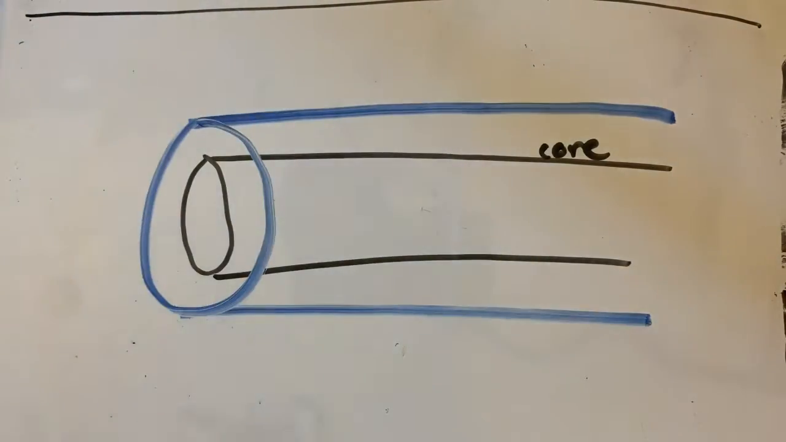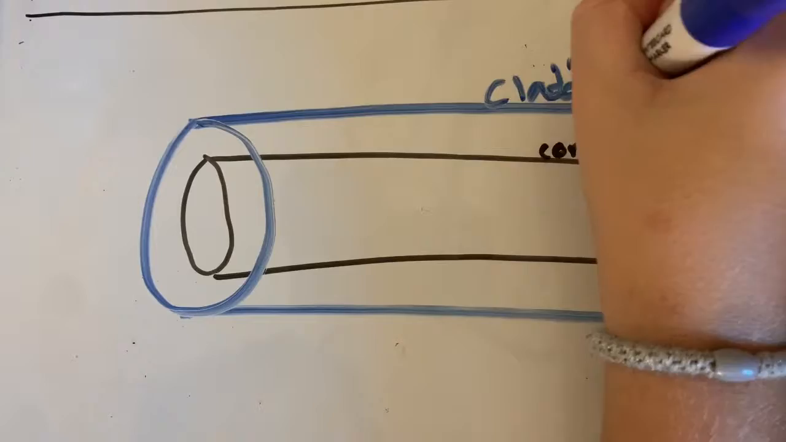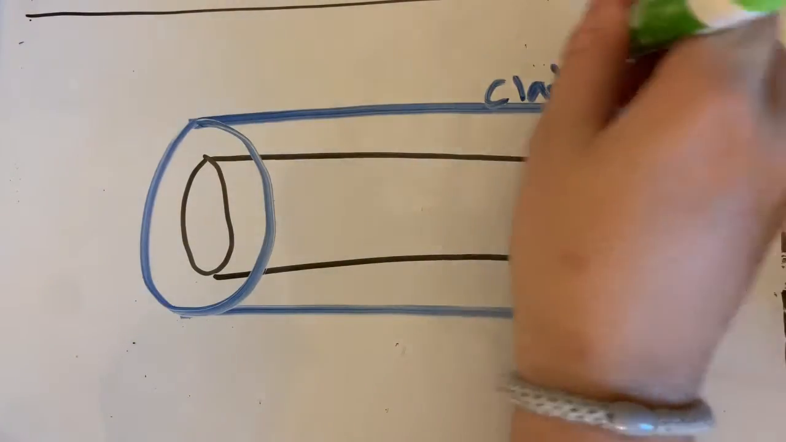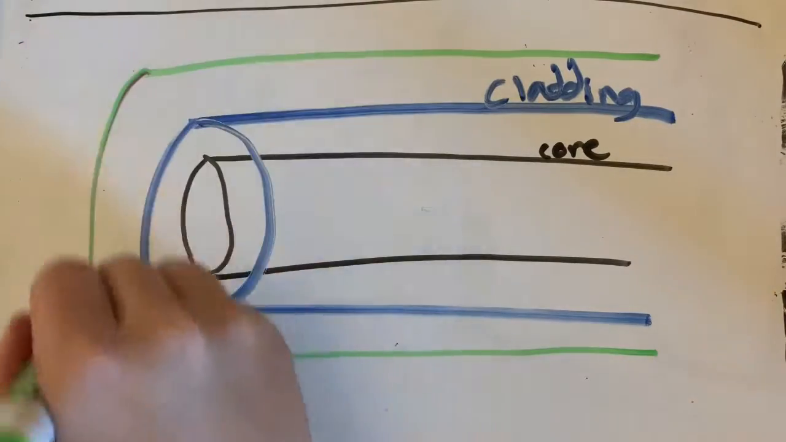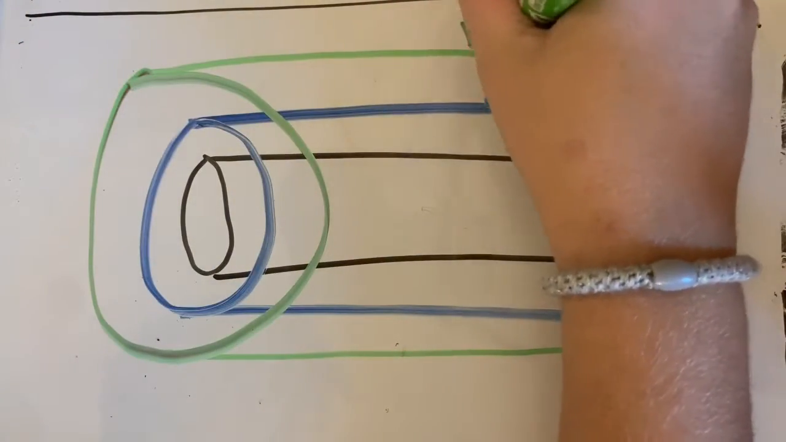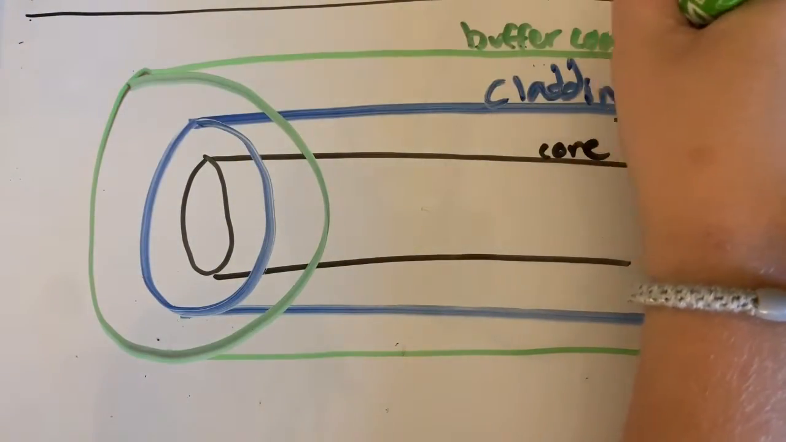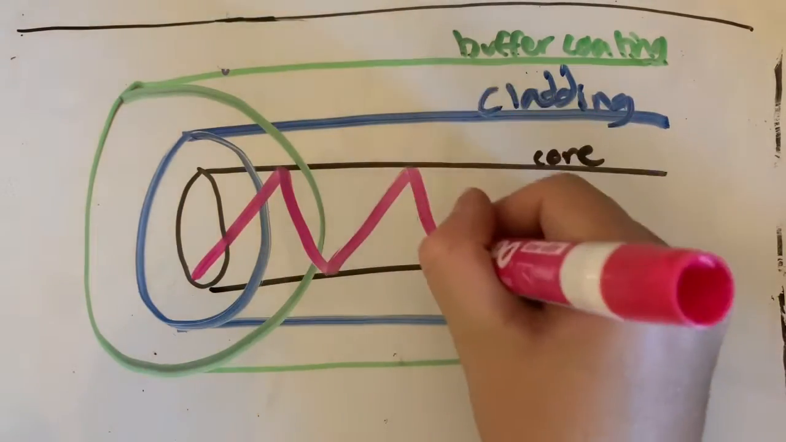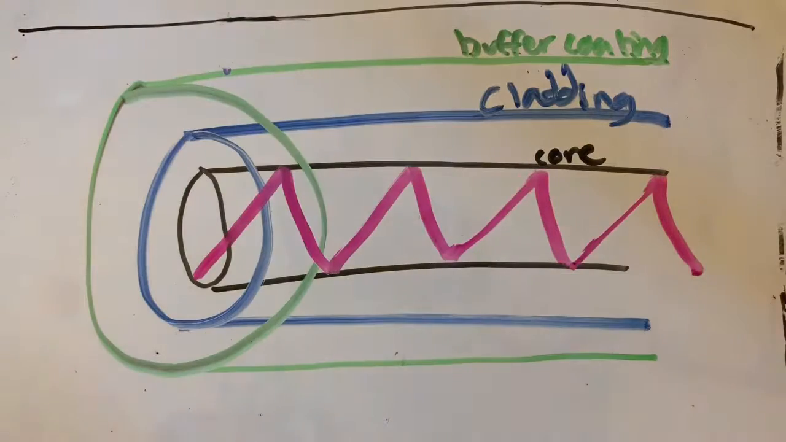Then the cladding is what surrounds the core. The cladding is the outer optical material surrounding the core that reflects the light back into the core. And the outermost layer is the buffer coating. The buffer coating is a plastic coating that protects the fiber from damage and moisture.